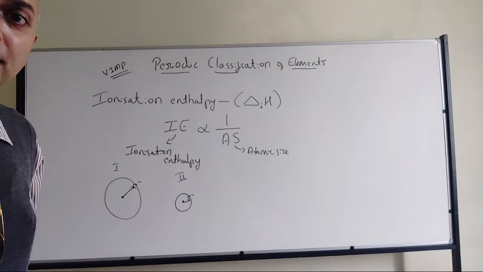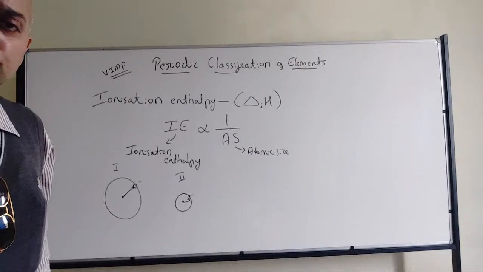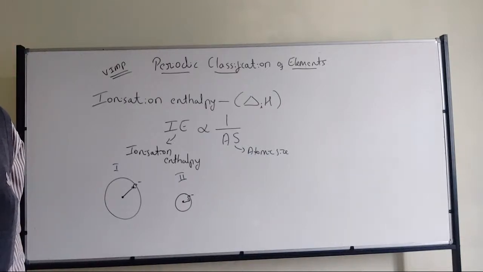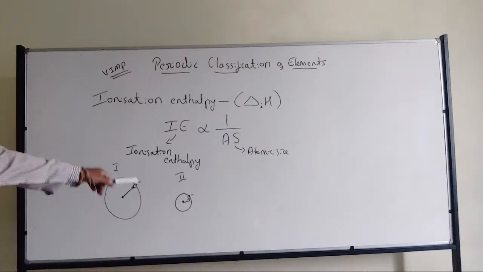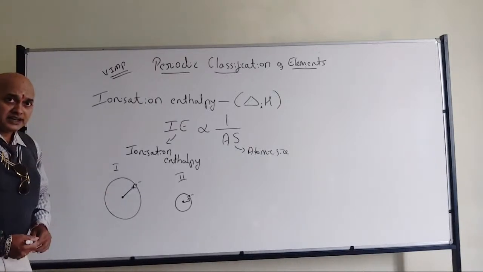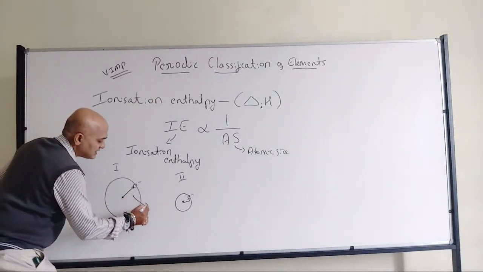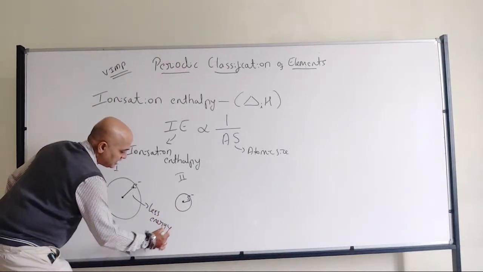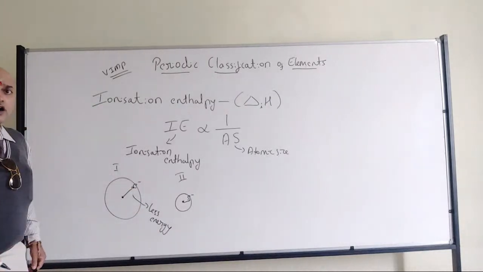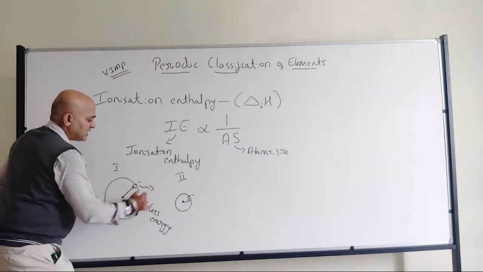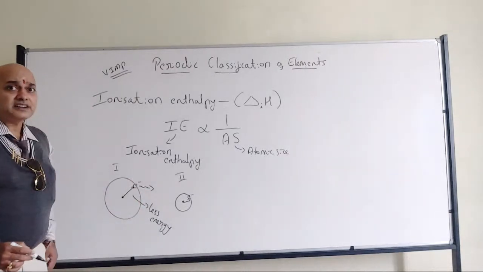All of you have understood? As the electrons are close to the nucleus, they will feel more nuclear force acting on them because they are near to the nucleus. Same logic is applicable. Since the electron is away from the nucleus, it demands less energy to remove the electron, to knock out the electron.